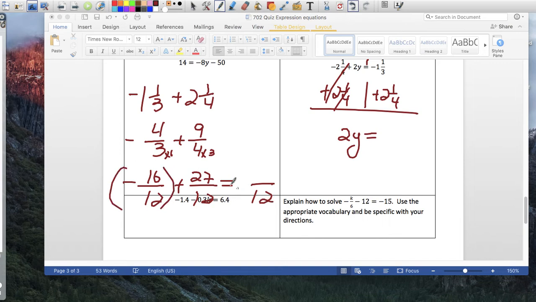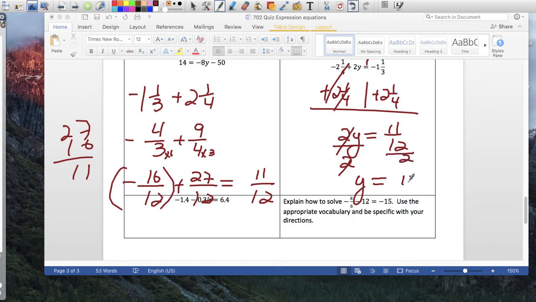And if you think about it, there's more positive, so at least our answer is positive. And the difference between 27 and 16 is 11. So the answer is 11 over 12. Right? Now I have to divide both sides by 2. These two simplify to y. And 11 over 12 divided by 2 is the same thing as 11 over 12 times 1 over 2. So y equals 11 over 24. So that's our value for y.